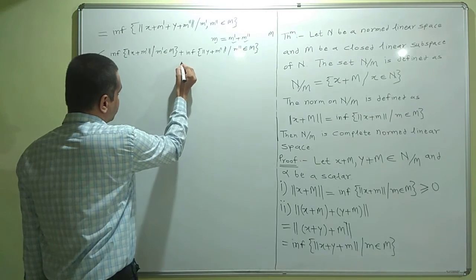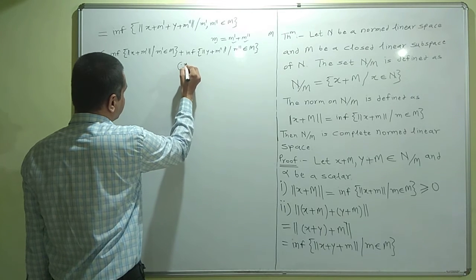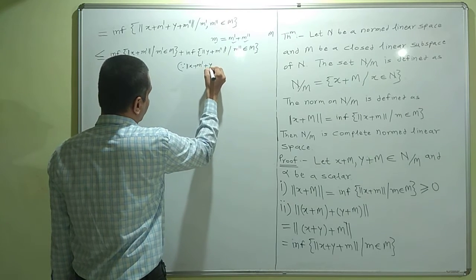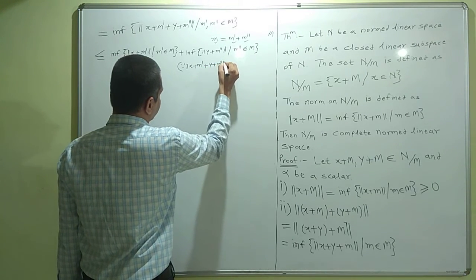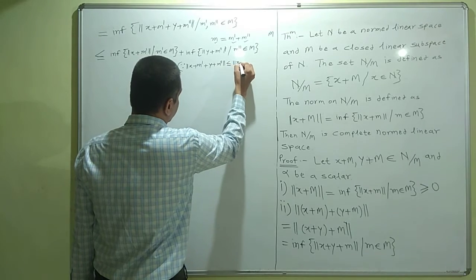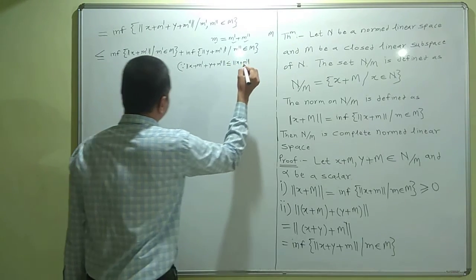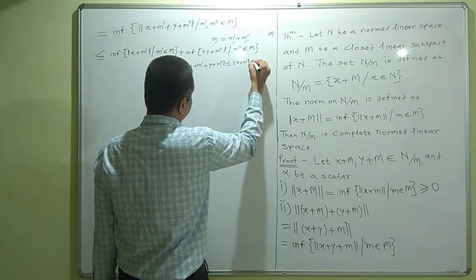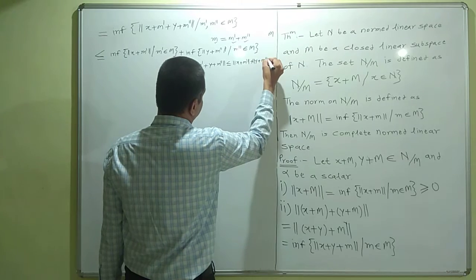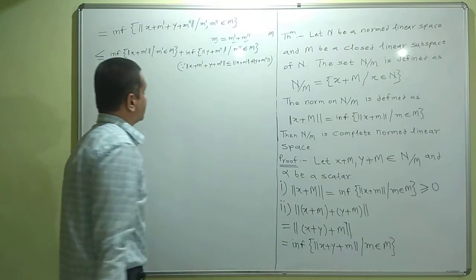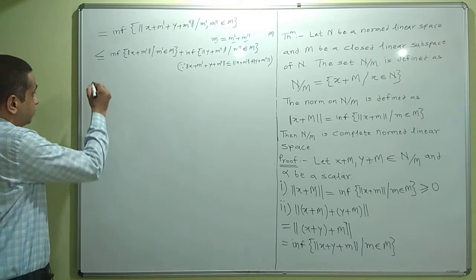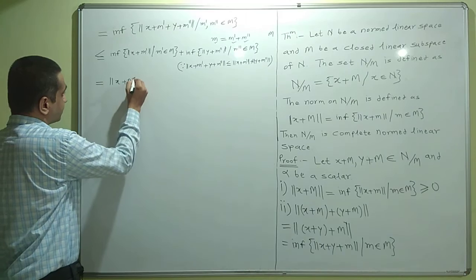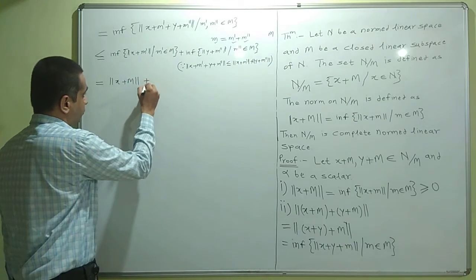Which property have we used? The triangle inequality. Since norm of x plus m dash plus y plus m double dash is less than or equal to what? Norm of x plus m dash plus norm of y plus m double dash. This is equal to norm of x plus m and norm of y plus m.